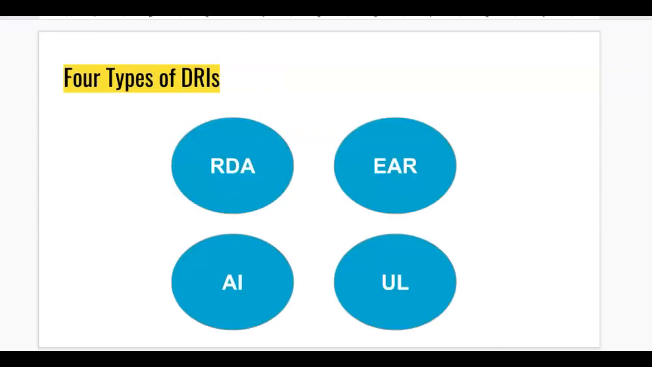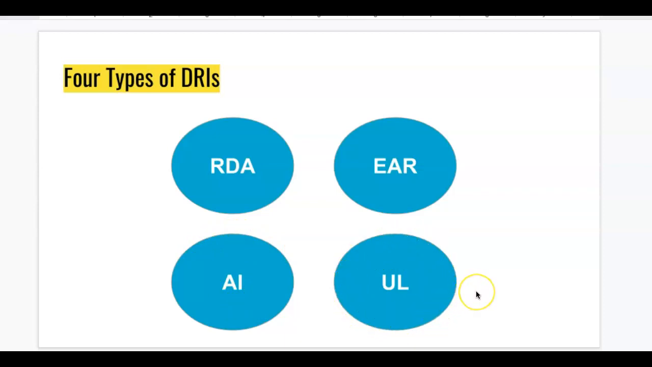You've probably heard of the DRIs before. Most likely you've heard of the RDA or the upper limit. But what you see here are the 4 types of DRIs, or dietary reference intakes. So we have the recommended dietary allowance, or RDA, the estimated average requirement, or the EAR, AI, which stands for adequate intake, and then UL stands for the tolerable upper limit.